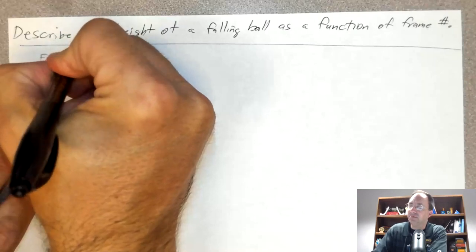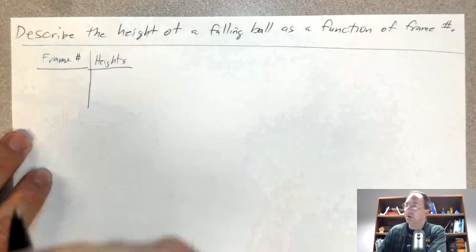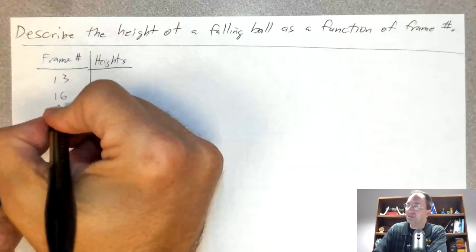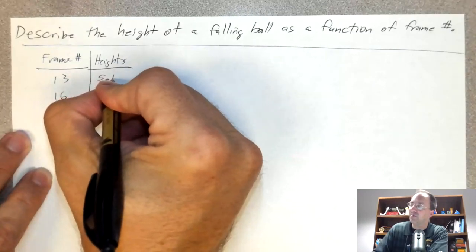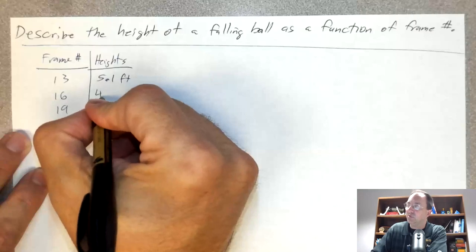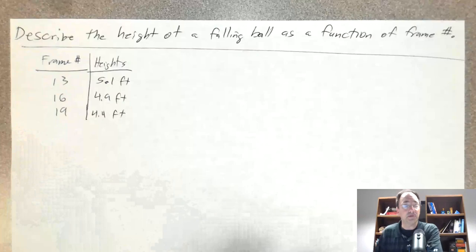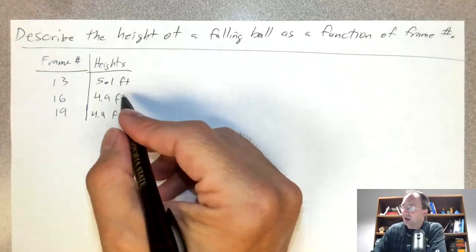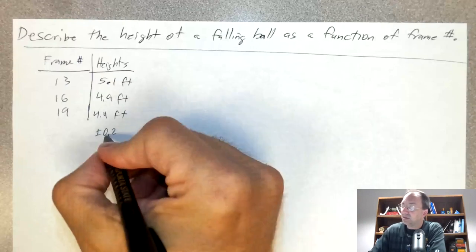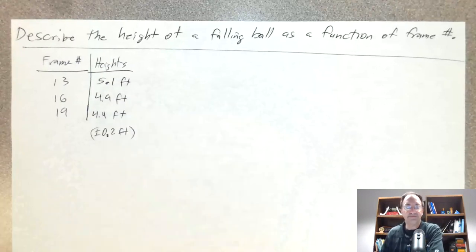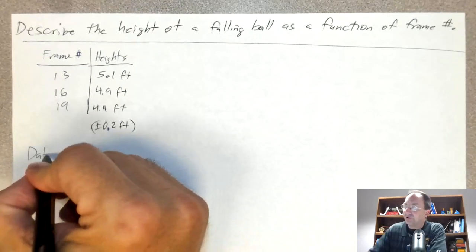To keep things simple, I'm just going to provide 3 frame numbers and 3 heights. We're interested in frames 13, 16, and 19. And the heights corresponding to those frames are 5.1 feet, 4.9 feet, and 4.4 feet. And in terms of measurement error, the video is a little blurry, so these are all within plus or minus 0.2 feet. All right. Now, let's start with the data-driven approach first.